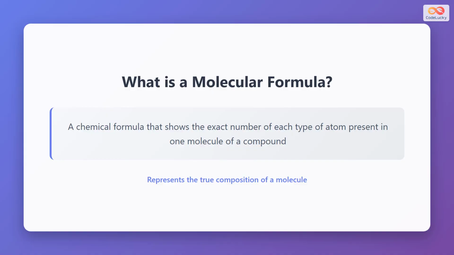A molecular formula is a chemical formula that shows the exact number of each type of atom present in one molecule of a compound. Think of it as a recipe that tells you precisely what ingredients make up a molecule. It represents the true composition of a molecule, giving you complete information about what elements are present and how many atoms of each element exist.